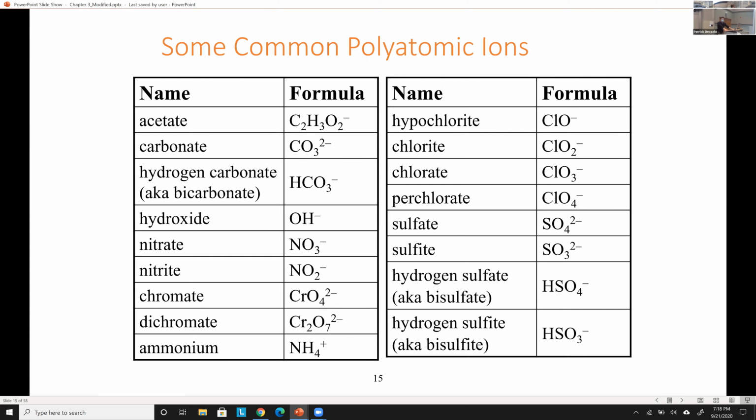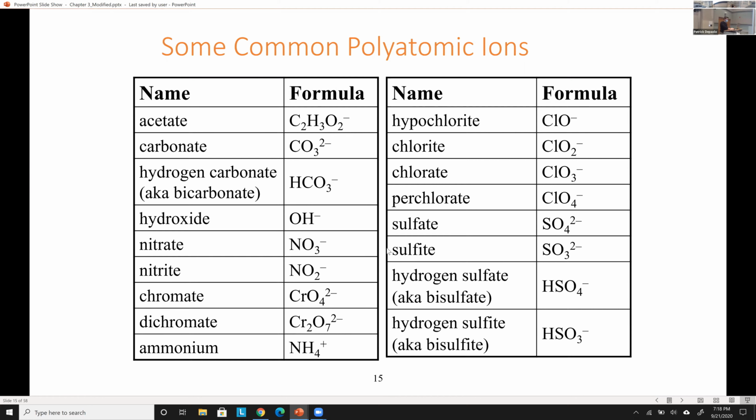And there's a bunch of them. So that's the tough part. There's only one of them that's a cation, and that's ammonium. So it's down here. Ammonium is NH4+. So it's like ammonia. Ammonia is NH3. Ammonium is NH4+. But the other ones are not too bad to memorize.